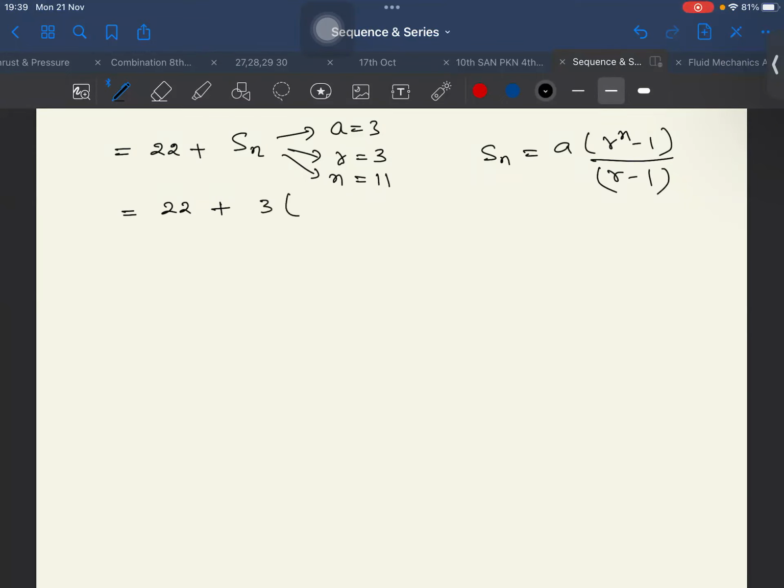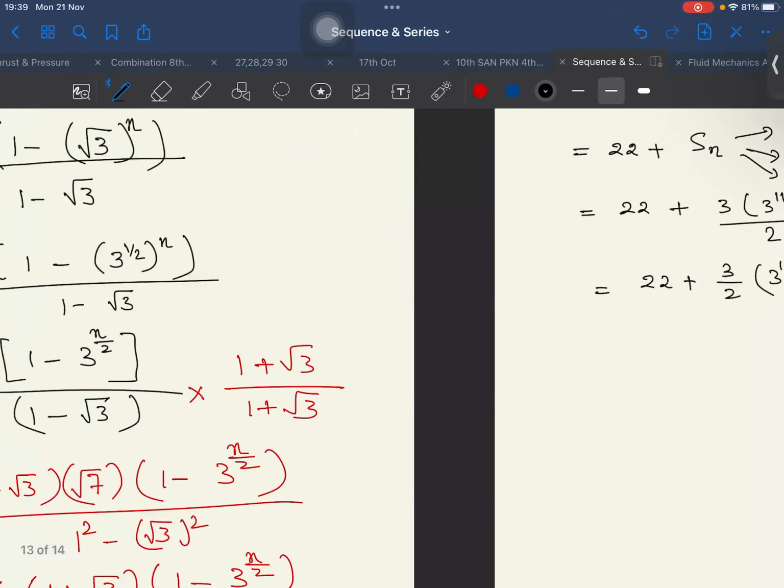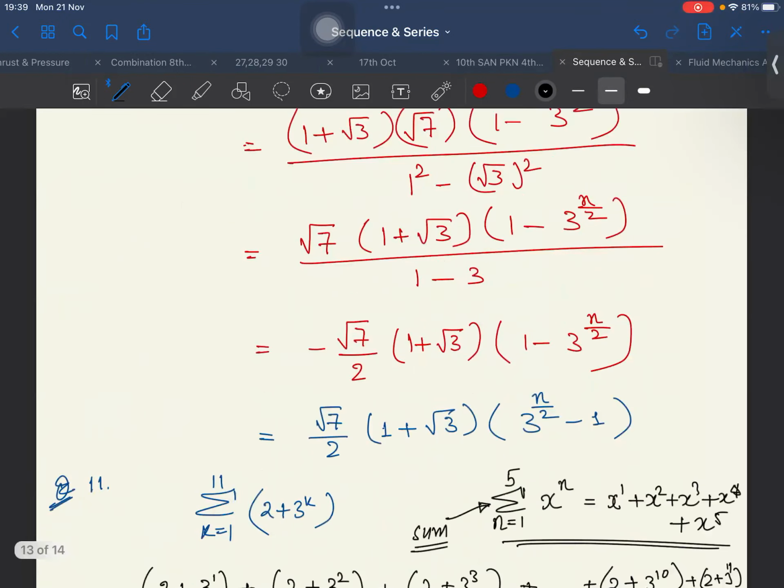A is 3, r is how much? 3 to the power of 11 minus 1 whole divided by what? r minus 1. r is 3 now, so r minus 1 will be 2, isn't it? Yes, sir. Okay. So this will be equal to 22 plus, let's write, 3 by 2 times 3 to the power of 11 minus 1. Is that okay? So summation of this series.